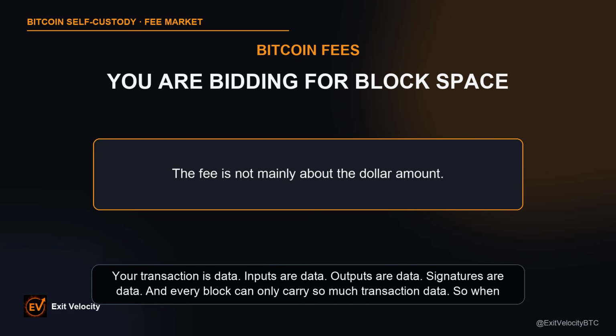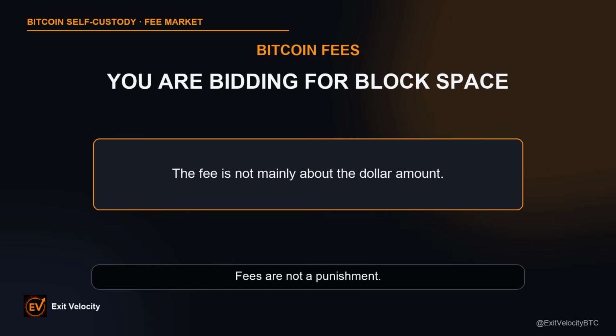In Bitcoin, the fee is not mainly about the dollar amount you send. The fee is about block space. Your transaction is data. Inputs are data. Outputs are data. Signatures are data. And every block can only carry so much transaction data. So when you pay a Bitcoin transaction fee, you are bidding for space in a scarce settlement system. That is the whole episode.